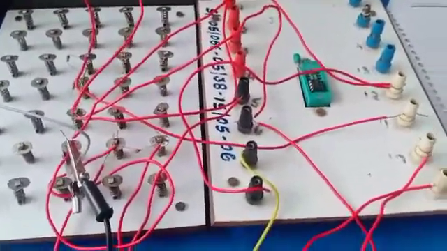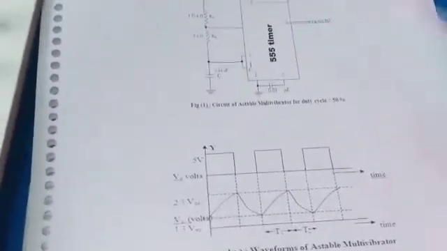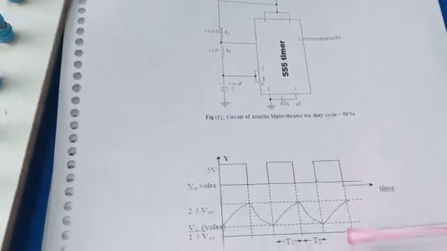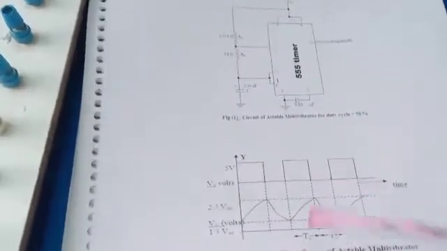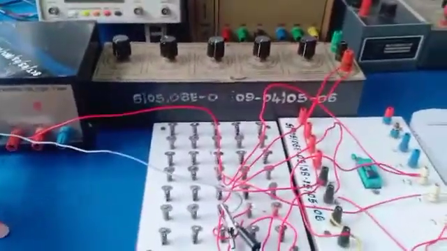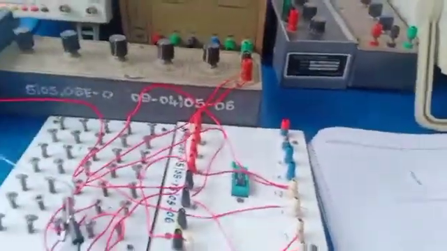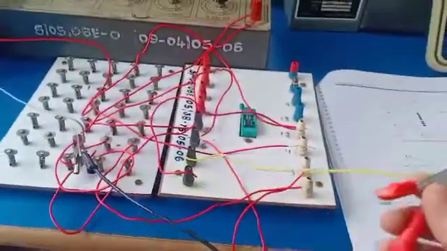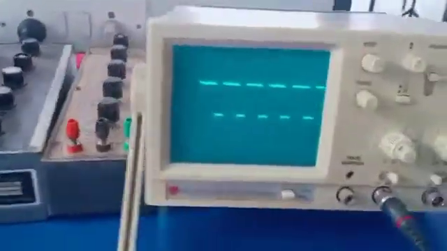First, we need to take the output near the 3rd pin. We are getting this square wave near the third pin. When you take the output across this capacitor, we are getting the charging and discharging of this capacitor. First we shall switch on the power supply. As of now I have connected to the third pin of the circuit, so I am getting the square waveform.